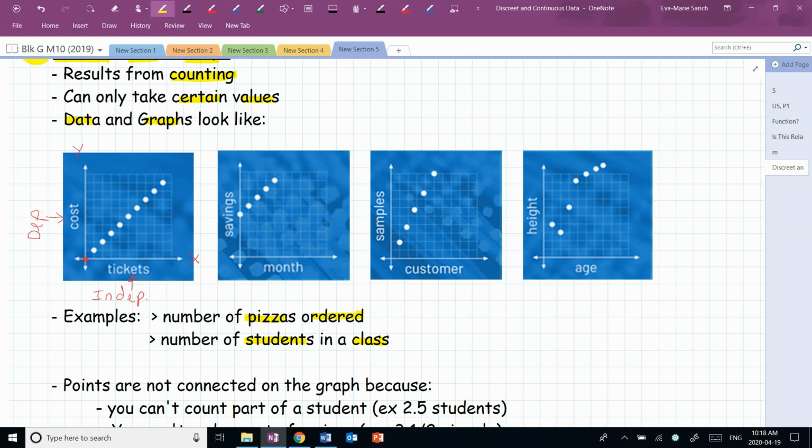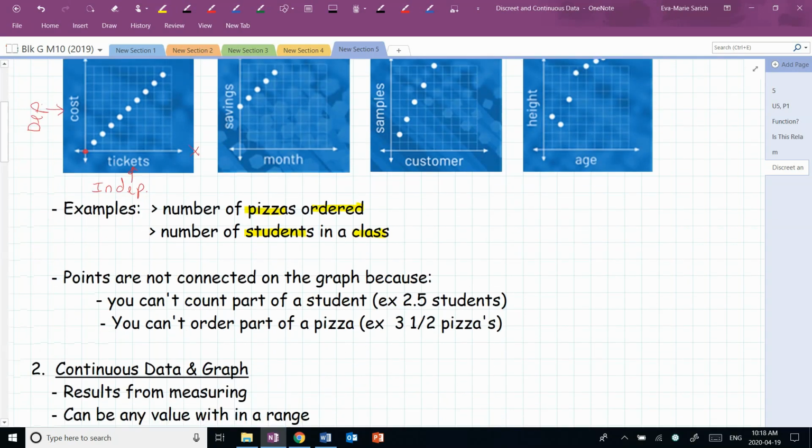And that's what gives you a discrete value. So if we have discrete data and we want to graph it, the points are not connected. That's because we can't count parts of students, for example 2.5. We can't order parts of a pizza, for example 3.5. So this is how we determine whether something is a discrete set of data or a continuous one.